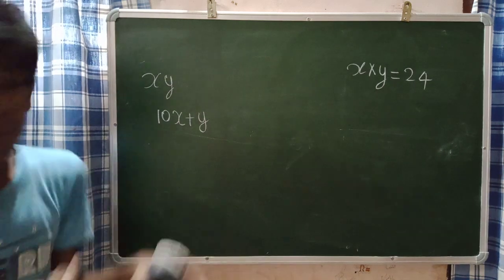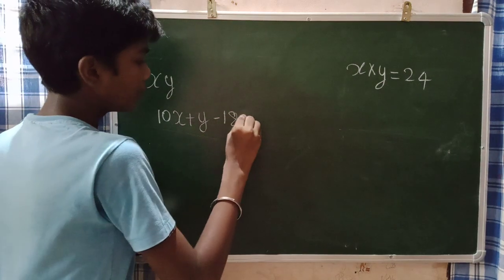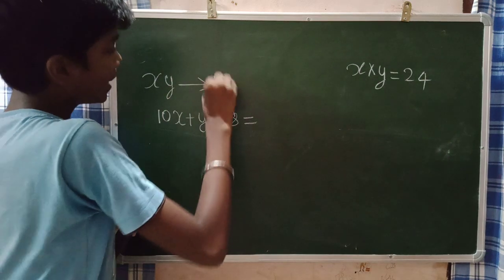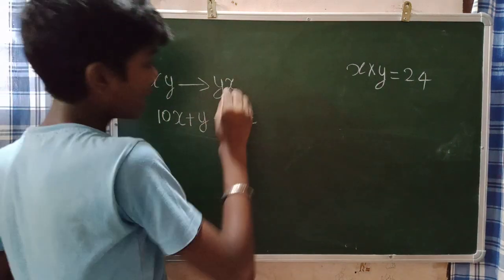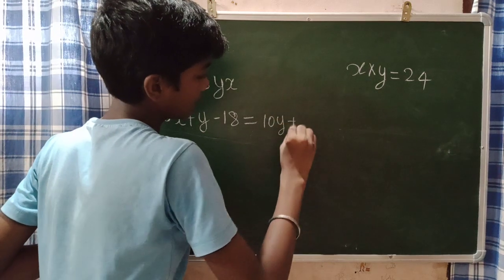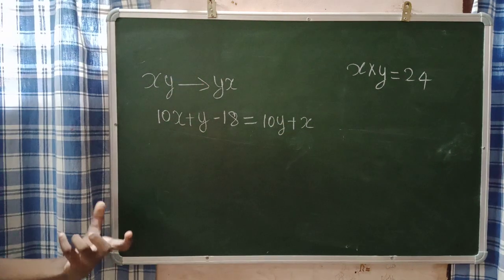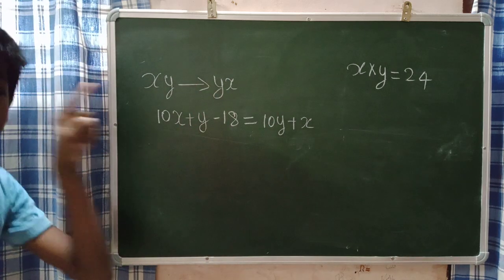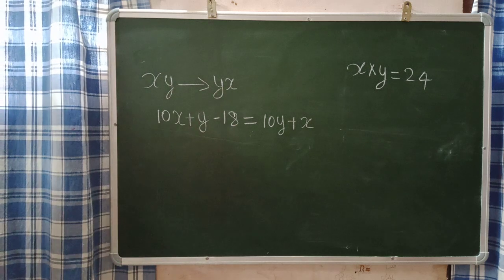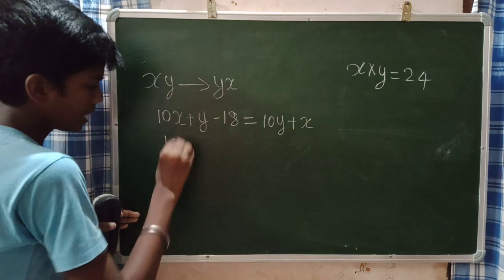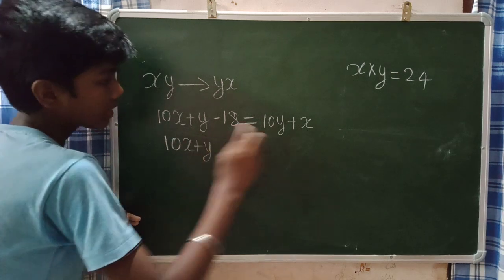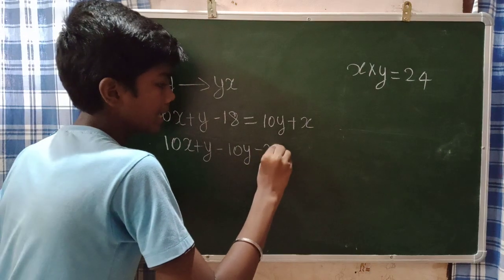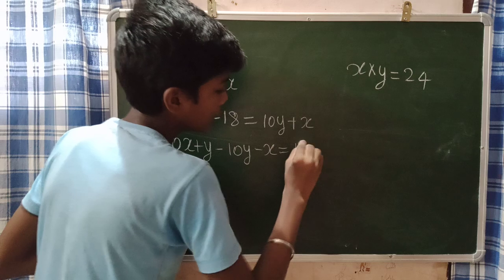If 18 is subtracted from this, if you do minus 18, you will get the digits interchanged. Interchanged means this will become yx. Then I can write this yx as 10y plus x. Can't I write like that? Because y is now in the 10th place, and x is in the 1st place. So I can write the equation as 10x plus y. I can take 10y plus x to the LHS, and I will get minus 10y minus x, and take this minus 18 to the right hand side. I will get it as equal to 18.